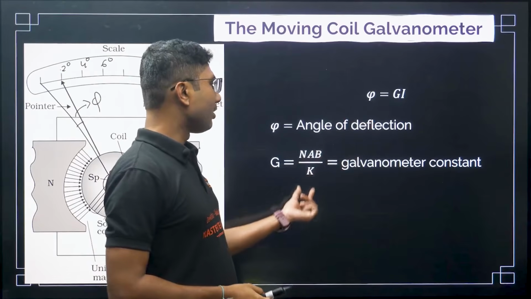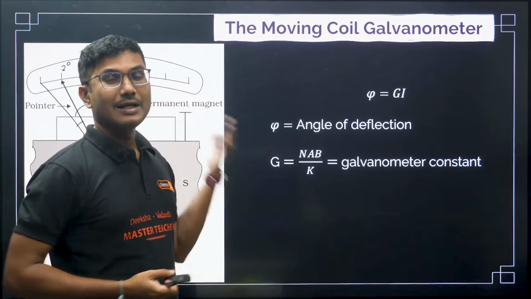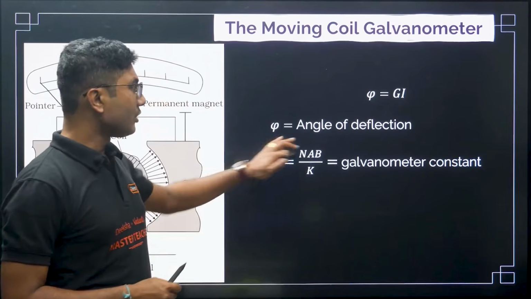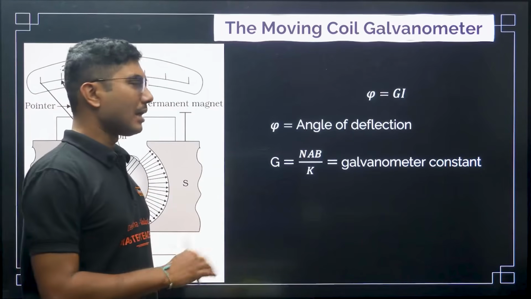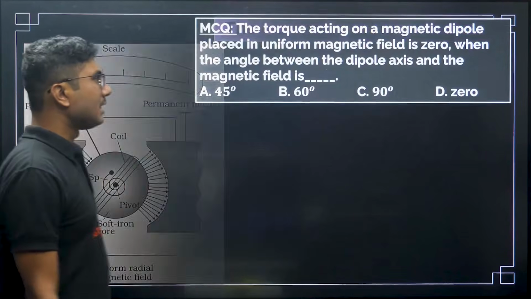So this is the spring constant. So you remember this formula. Recently there are a few questions coming based on this formula, so you have to remember it, NAB by K. Previously you could have skipped it, but last year there was one question based on this formula, so that's why I am including it.